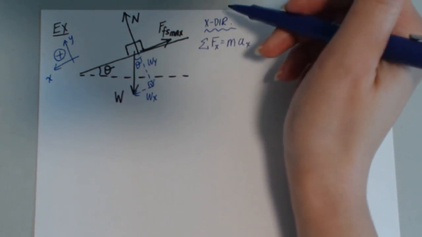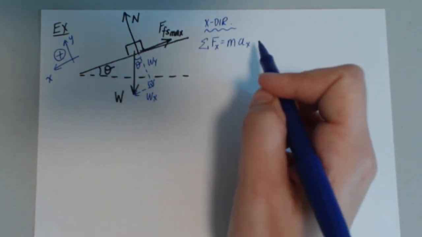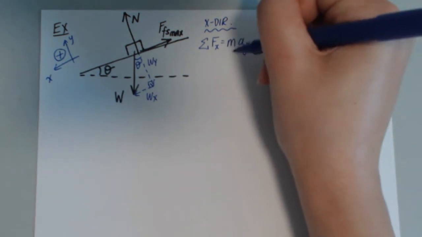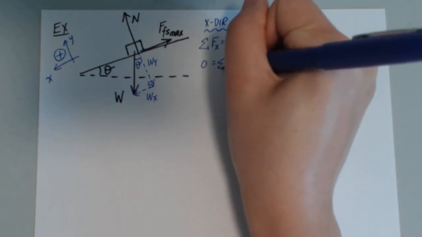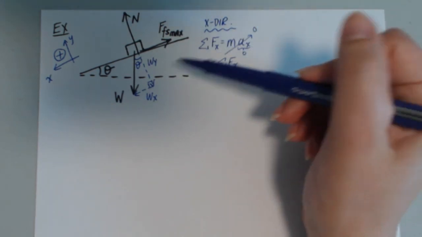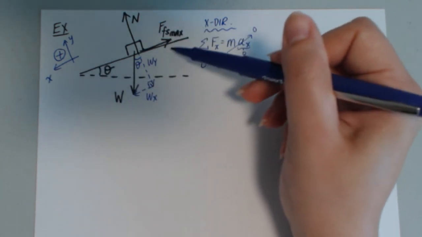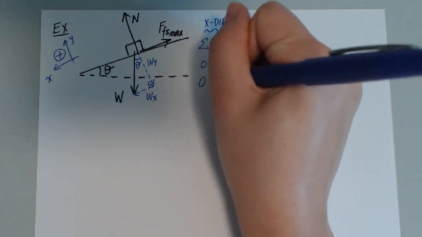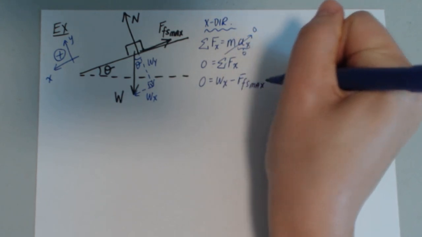In the x direction, if we are considering the point where this object is just about to slide, but it doesn't, that means it's not accelerating. It's technically still at rest. So if acceleration is 0, 0 times any mass is 0. So that means we're looking at 0 sum of the forces in the x. All right, so what forces are in the x direction? Well, I have two of them. I have wx going down in the positive x direction, and I have Ff,s max going in the negative x direction. Only these two. So that means 0 is equal to wx minus Ff,s max.